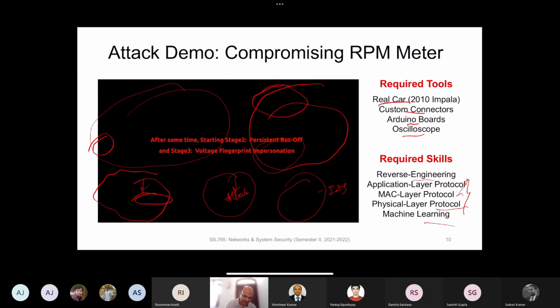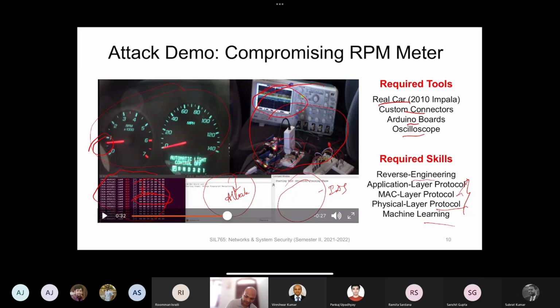And in the first part, let me just slightly go back. In the first part, the attacker is starting the voltage fingerprint manipulation. So it has started doing the training set poisoning attack, and the intelligent system is in the learning phase.